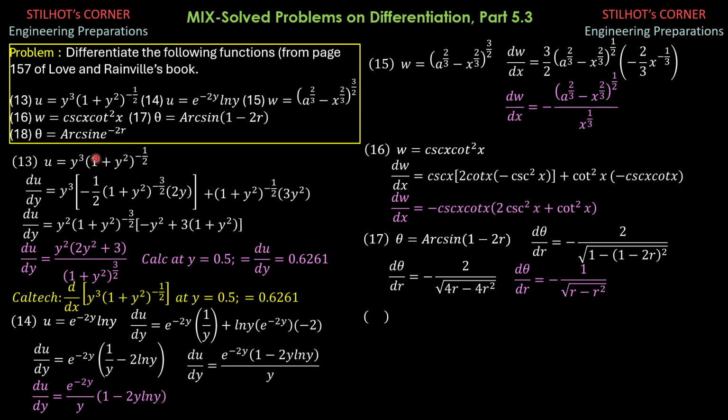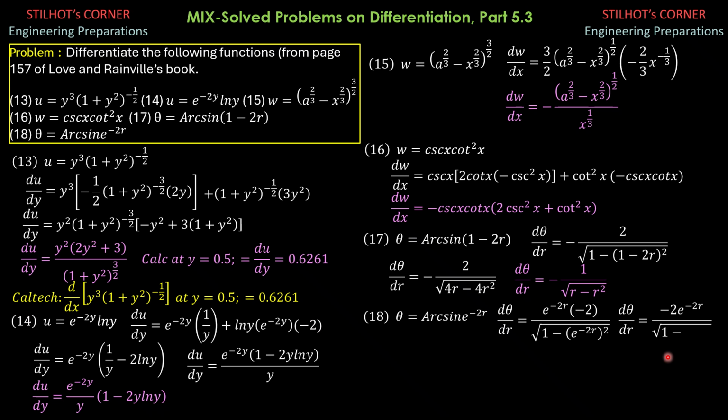And finally, theta is arcsine of e to the negative 2r, so it's like arcsine of u. So derivative of u in the numerator, then square root of 1 minus u square. So that would be d theta dr is e to the negative 2r times negative 2 over square root of 1 minus quantity e to the negative 2r square. So simplifying, that would be negative 2e to the negative 2r over square root of 1 minus e to the negative 4r.